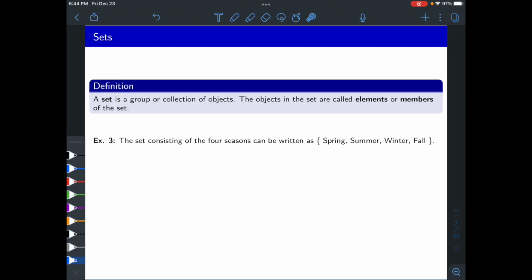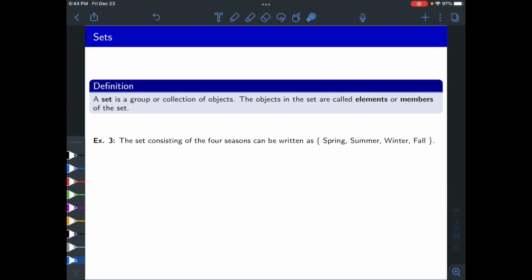But yeah, so we can write sets in different ways. We can describe them verbally, like the set of all the four seasons. How we often write sets, if we're not just describing it in words, is to use curly brackets. Specifically not parentheses, not square brackets. We specifically use the curly braces to denote sets. And then we just put whatever elements or members we want in our set.